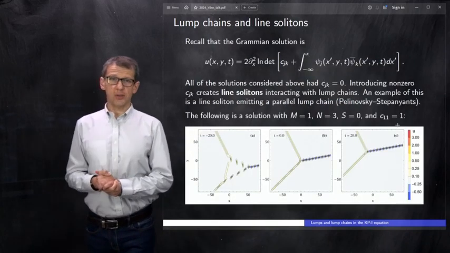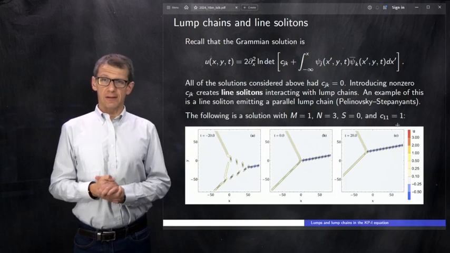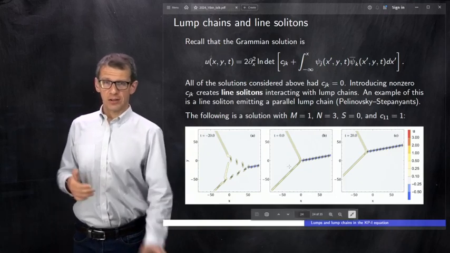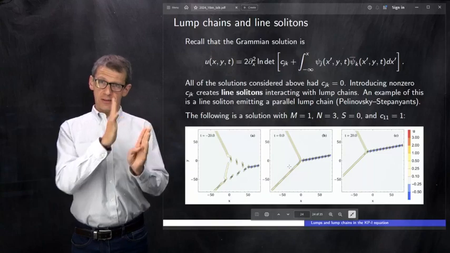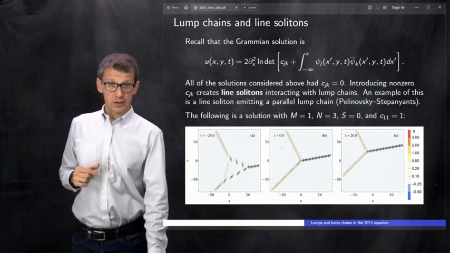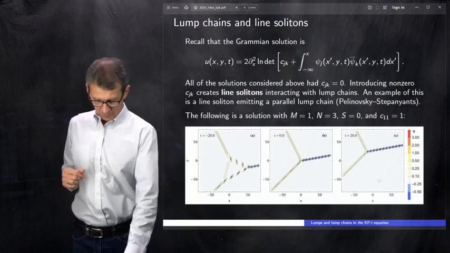Okay, and you can also construct solutions which consist of lump chains mixed with line solitons. So for example, you can have a line soliton which bends by emitting a lump chain and then bends by emitting another lump chain, and then these two bend points merge, and then you have a single bend point.